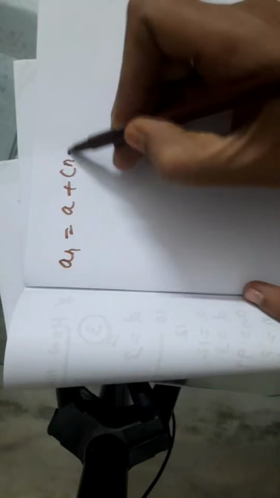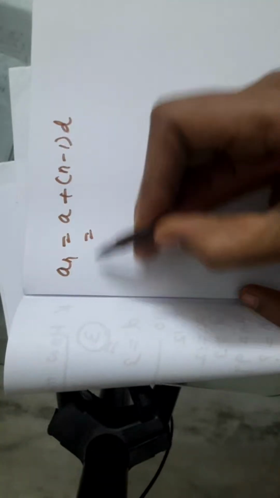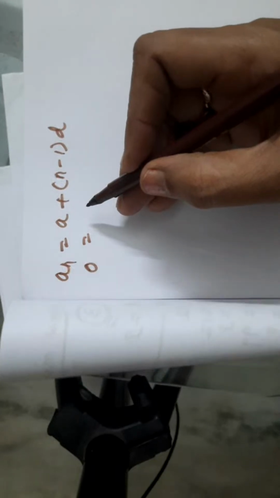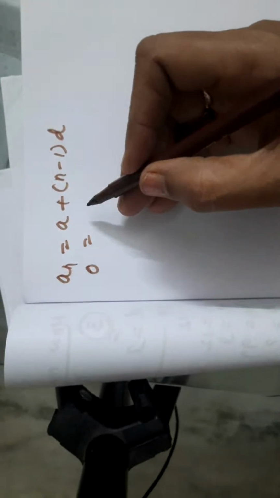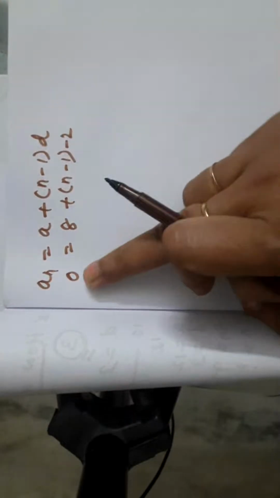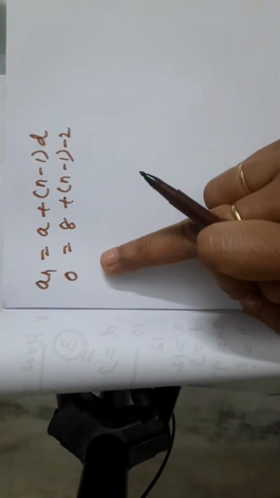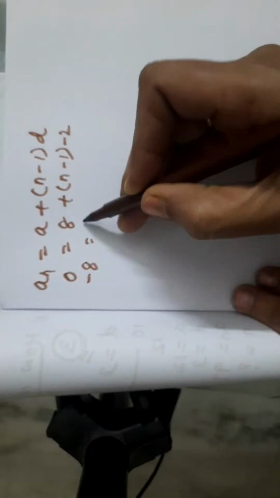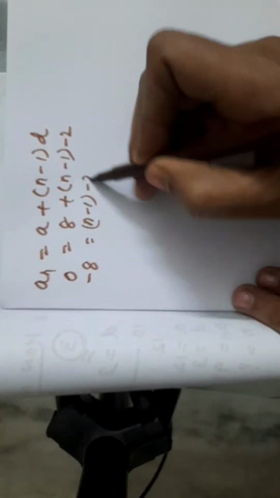a plus n minus 1 d. Replace a n by 0, and a by 8 and d by minus 2, as we got a as 8 and d as minus 2. Now we'll be shifting this as usual. So this is the first step you need to keep in mind to have a simple solution. Always shift the value of a towards left. So this will be minus 8 is equal to n minus 1 times minus 2.